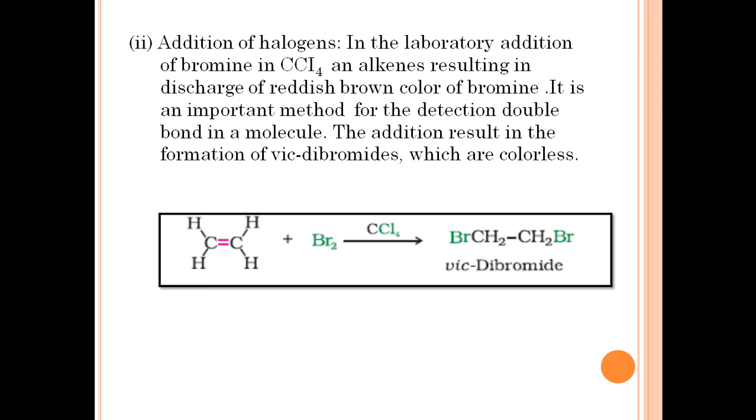So in this reaction, CH2=CH2 when reacted with bromine in presence of CCl4 will give the product BrCH2CH2Br, vicinal dibromide. So during the testing of presence of unsaturation, we can write like this: CH2=CH2 plus Br2, brown color is there. As the reaction proceeds, this brown color disappears, which gives us an indication of the presence of a double bond in the molecule, because the vicinal dibromide formed after the reaction is colorless.